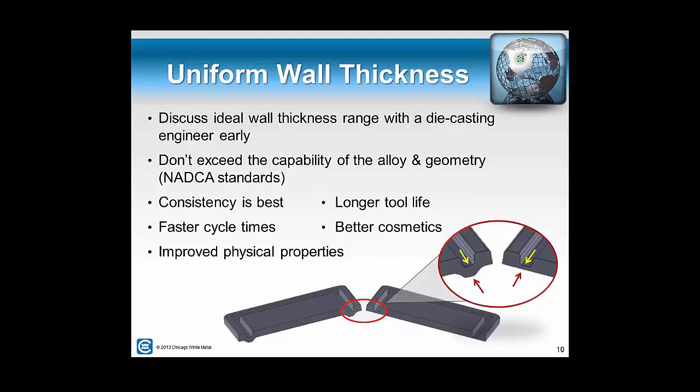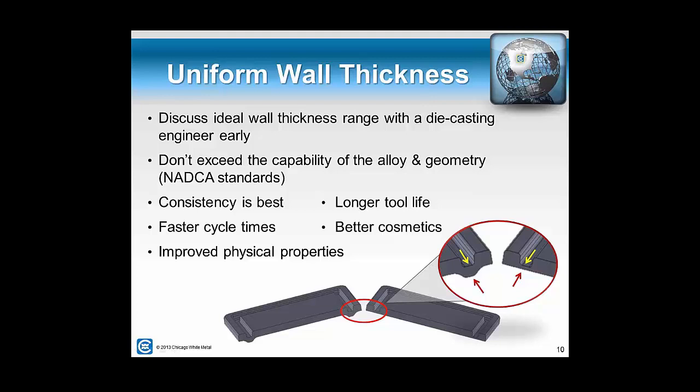So as the metal fills the tool and fills your part, if it goes from a thin section to a thick section, sometimes that's not the best situation. Those types of concerns affect tool life. If we can be consistent throughout the part, tool life is typically longer. It's also faster cycle times.